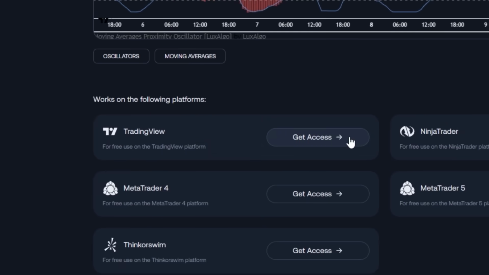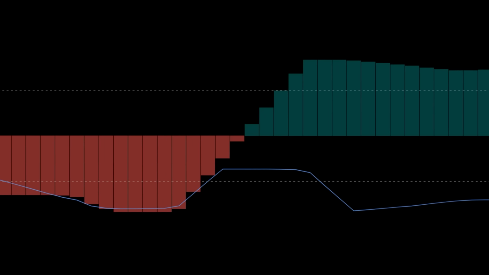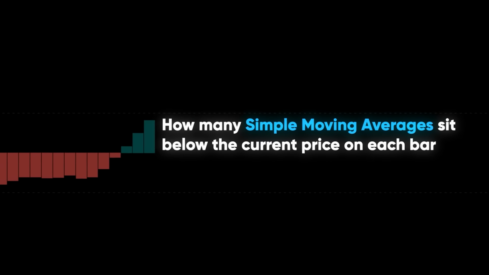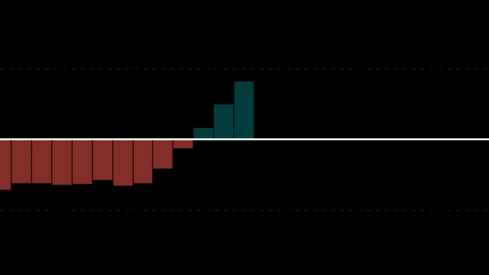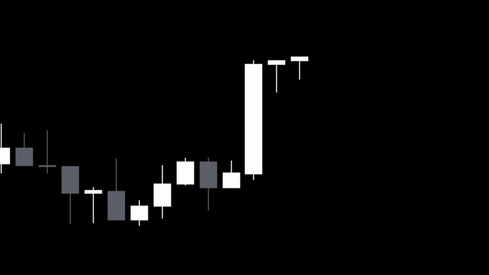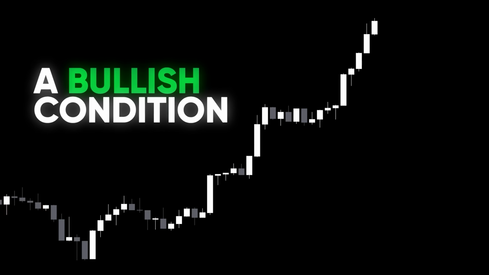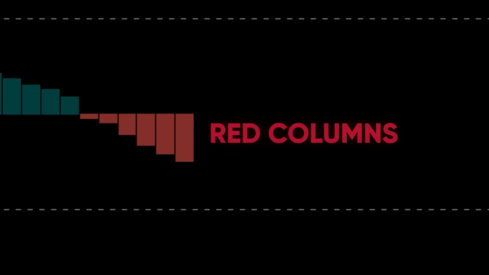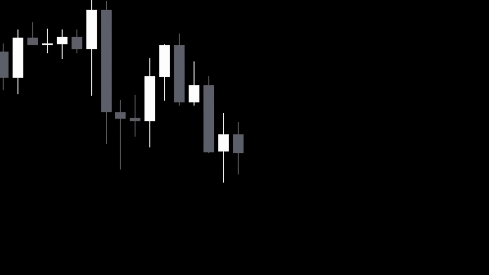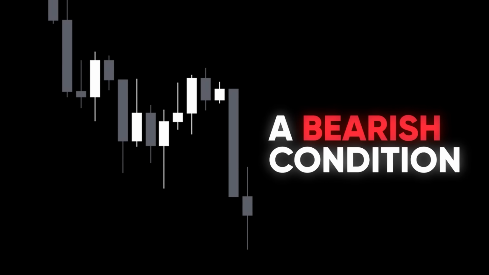When you add this indicator to your chart, you'll see green and red columns along with a blue line. The columns measure how many simple moving averages sit below the current price on each bar. When the reading is above the midpoint, teal columns appear, showing that price is trading above more than half of the moving averages, a bullish condition. When the reading falls below the midpoint, red columns appear, signaling that price is only above a minority of the moving averages, which is bearish.